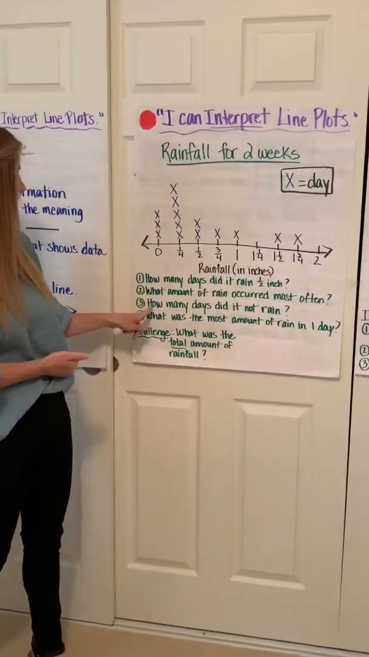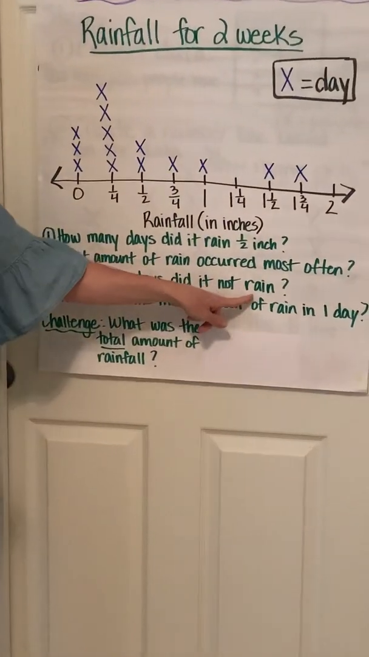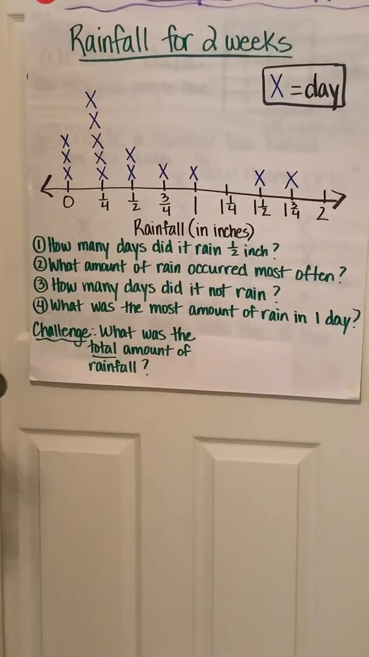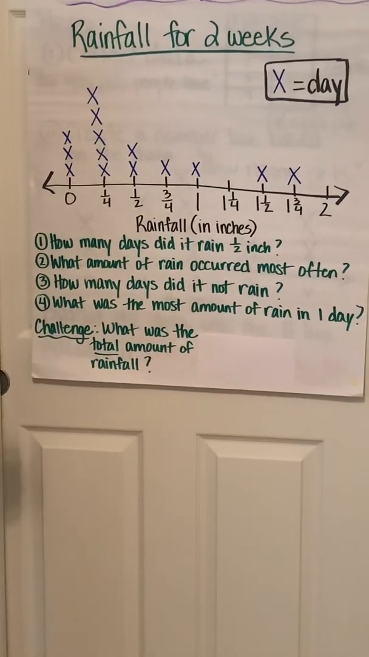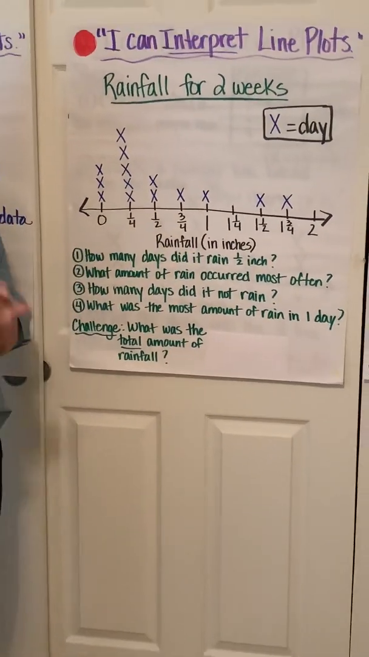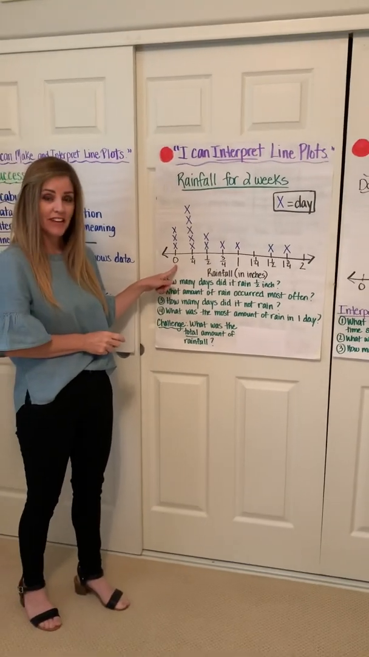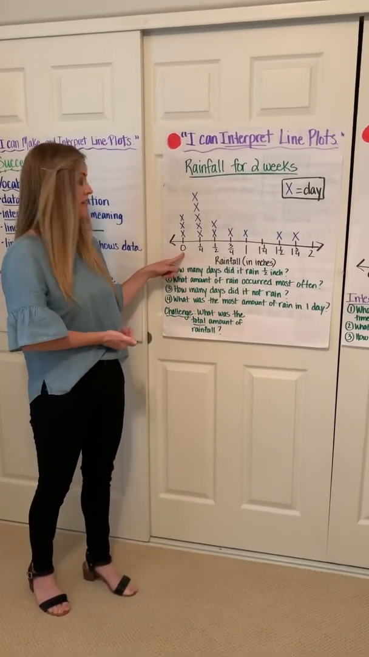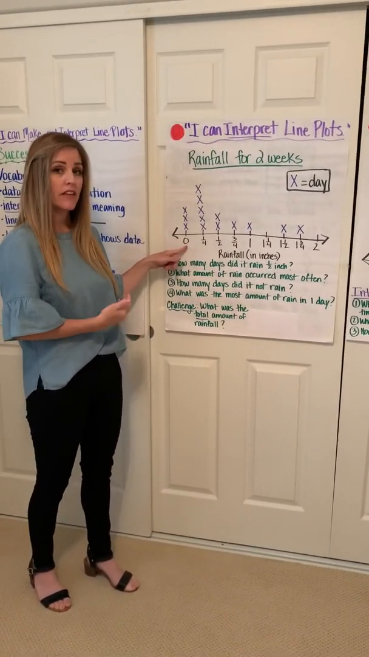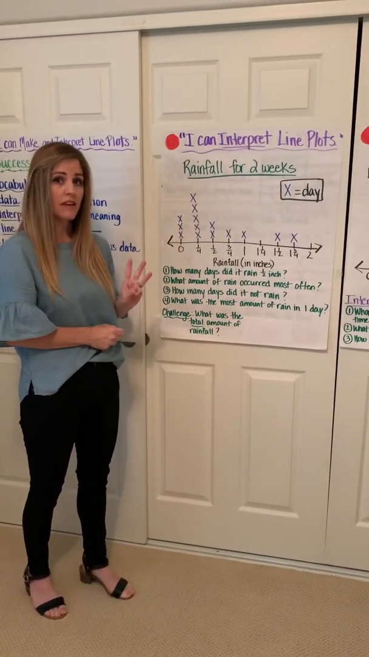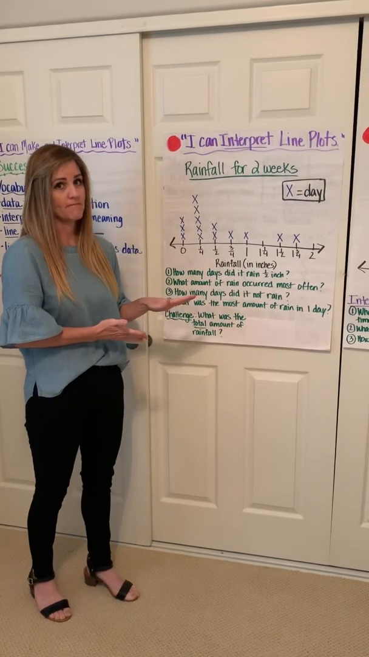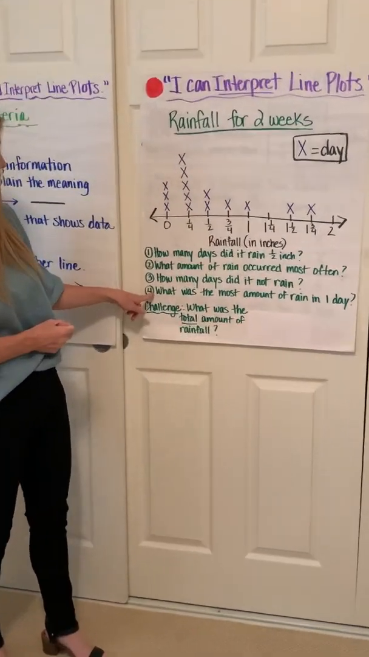All right, number 3, how many days did it not rain? So inches, if it didn't rain, that would be 0, right? 0 inches of rain means there was no rain that day. How many days? The X represents days. So 1, 2, 3, there were 3 days that it did not rain at all. Okay? All right, number 4.